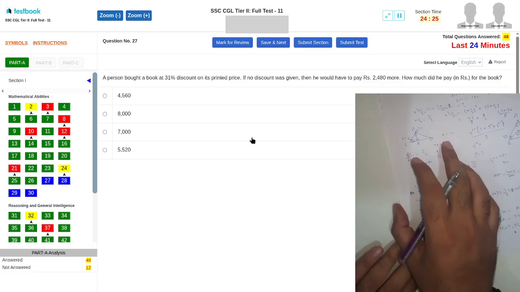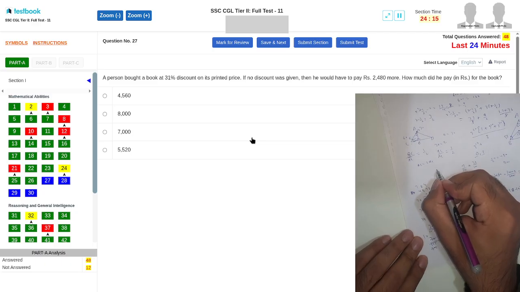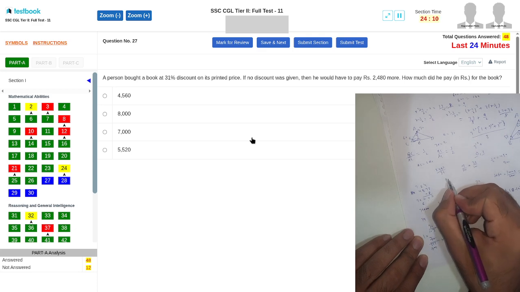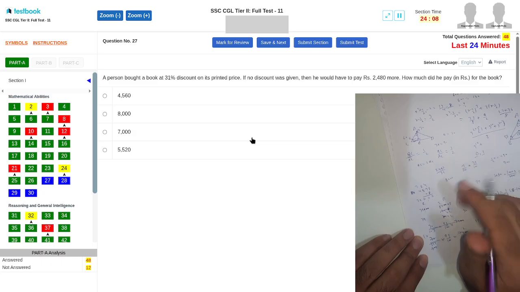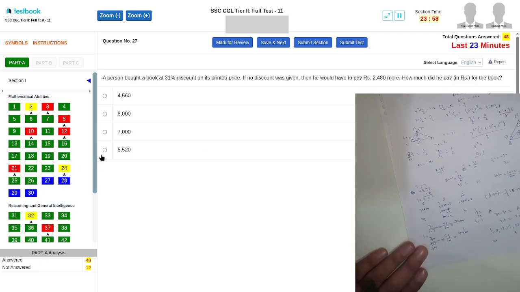A person bought a book on its printed price, he noticed he needs to pay for the book. तो 2480 31 8,000 उसका प्राइस है इंटू 69 अपॉन 100 72 55 30% 80 8,000.